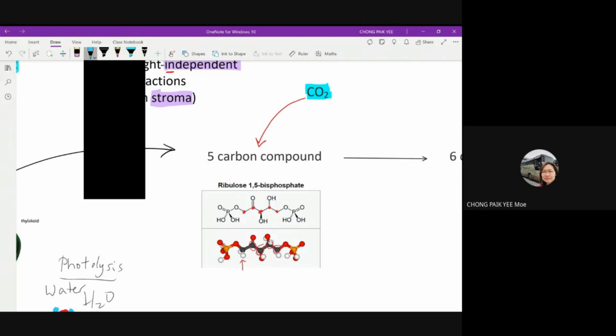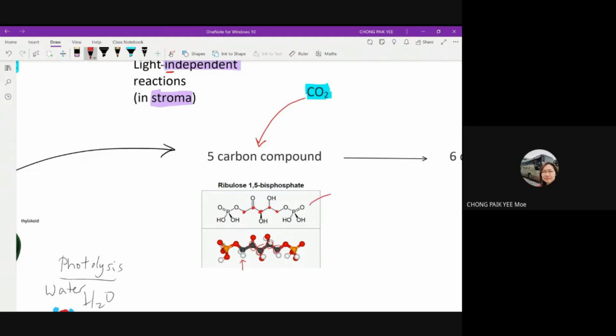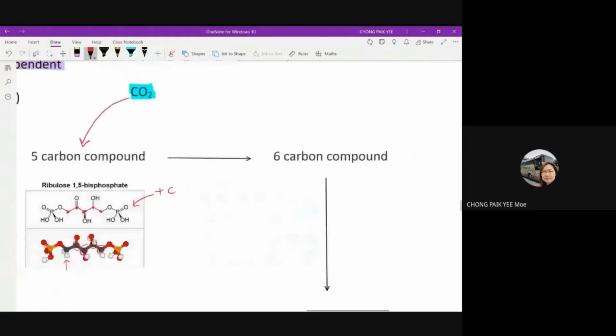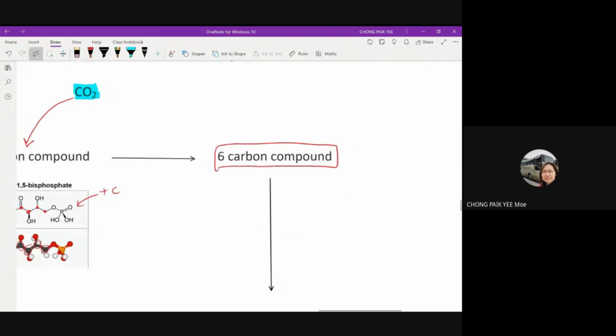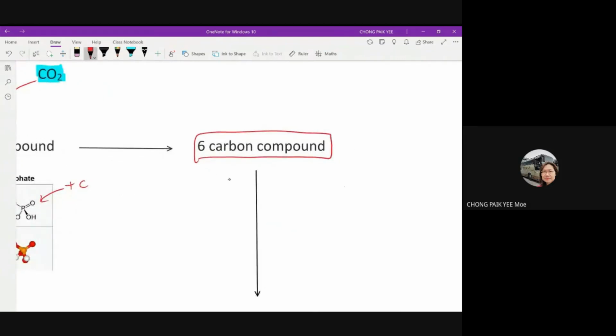Okay, let me draw somewhere here, something like that. All right, carbon dioxide, you add another carbon. So you're going to produce a 6-carbon compound. Okay, makes sense, isn't it? 5 plus 1, you get 6. So I'm not going to draw the picture of this compound. It is very complicated. Okay, so now you have a 6-carbon compound.